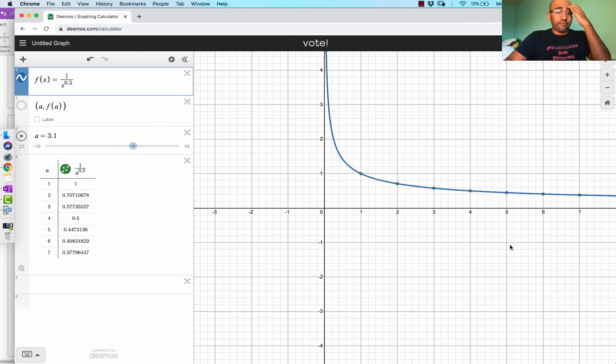So now what if we wanted to figure out what this is? So we're going to do the same thing. We're going to find the rectangles. And this time, though, we're going to do something similar, but a little bit different.